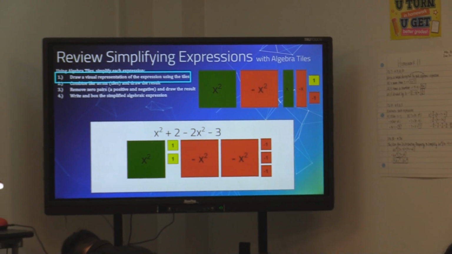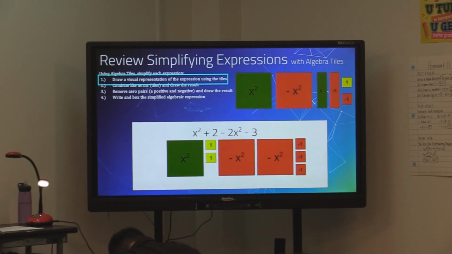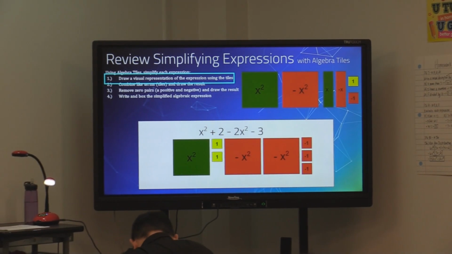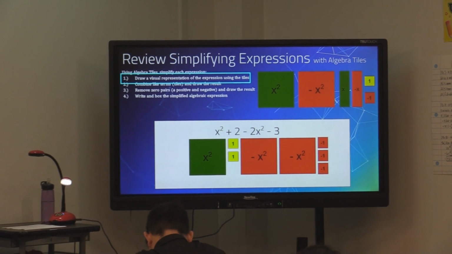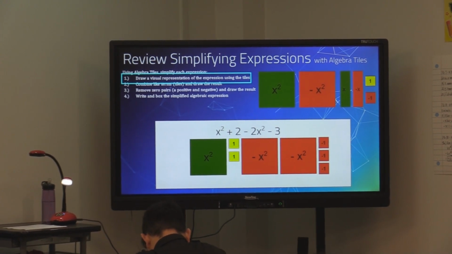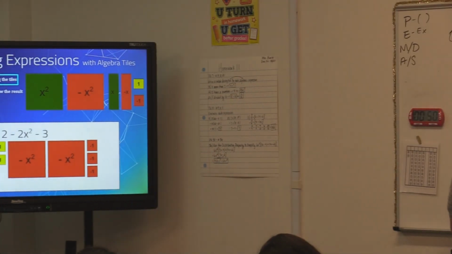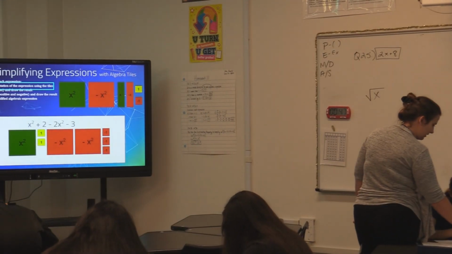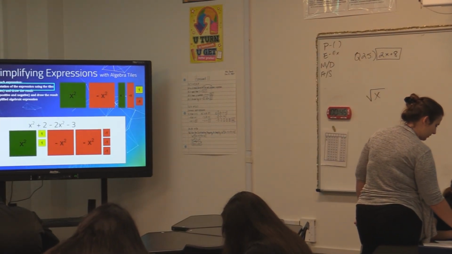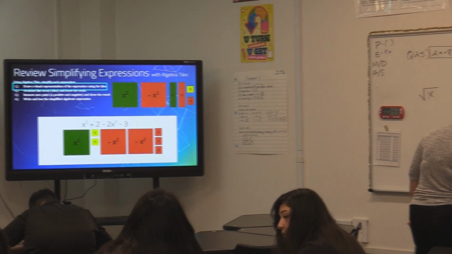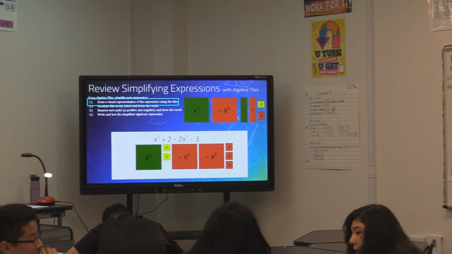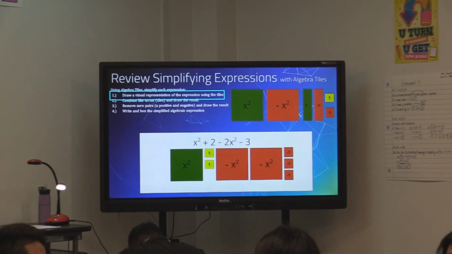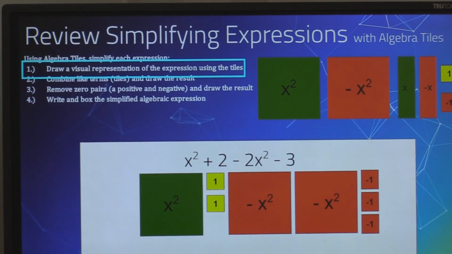So now we're just going to combine like terms. So what does that mean with the tile? That's number 3. What's combine like terms mean? Combine like. So what do we do from 1 to 2? Yeah, we put it together. Now, we're moving here to it.